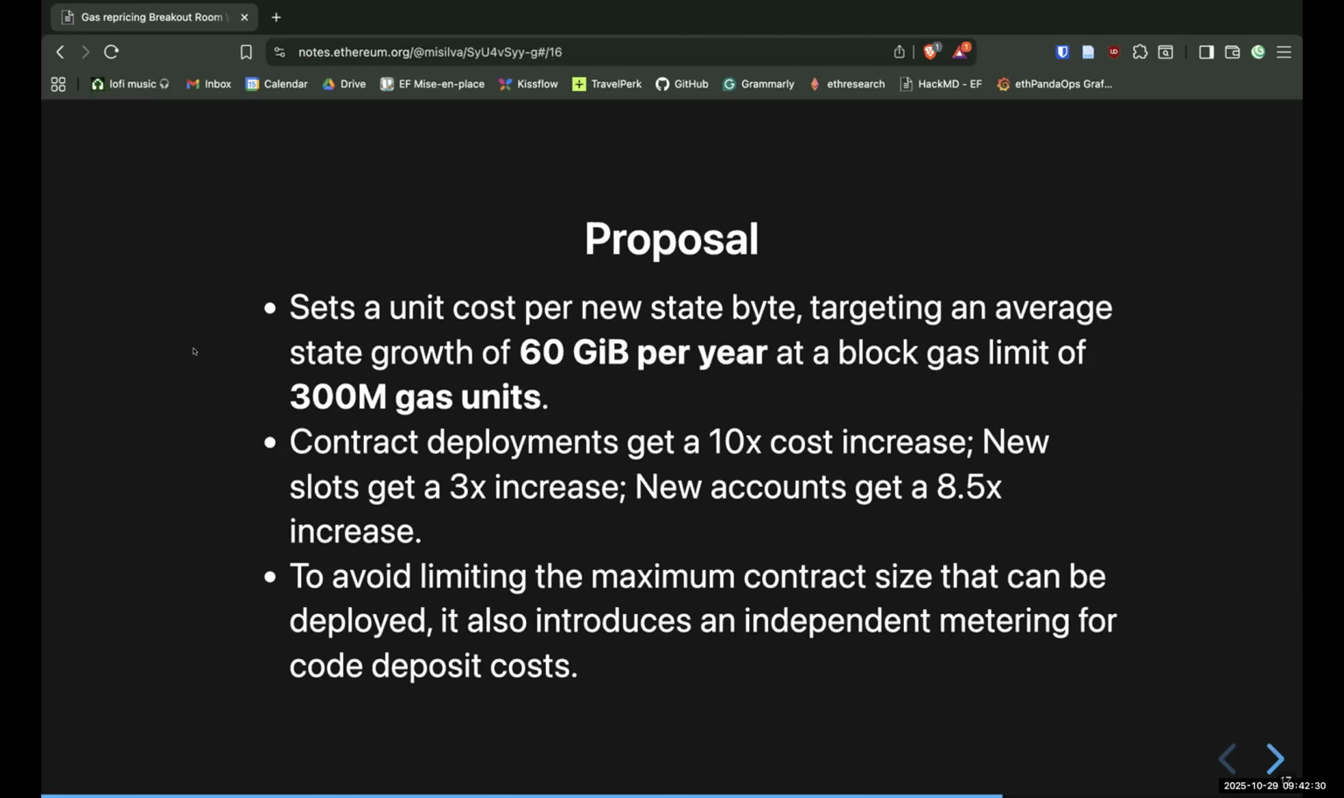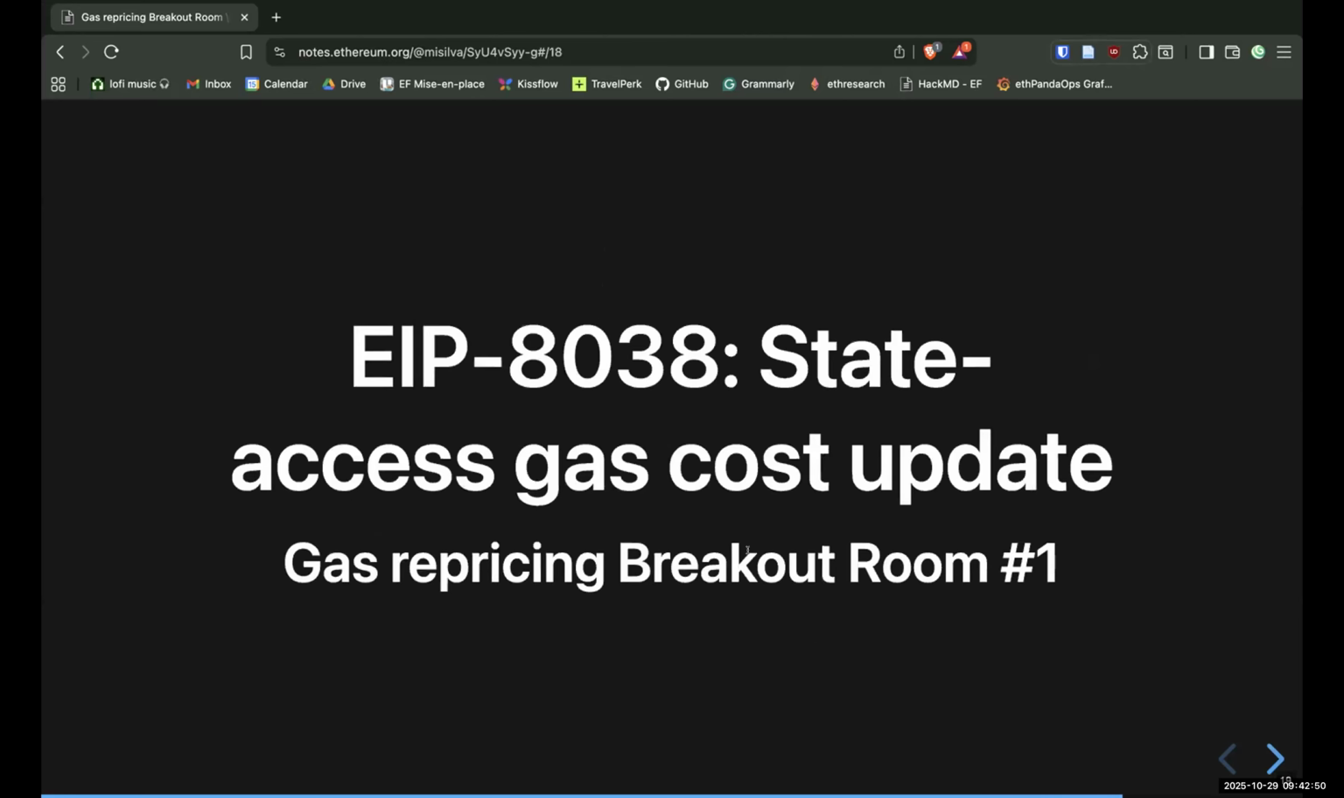Right. Yeah. I'm not saying it's bad. I'm just saying I have concerns. Yeah, it's something we need to think about. Okay, so conscious of time, we'll move to the next one. If you have any comments, please use the chat. And the next one is the state access harmonization.